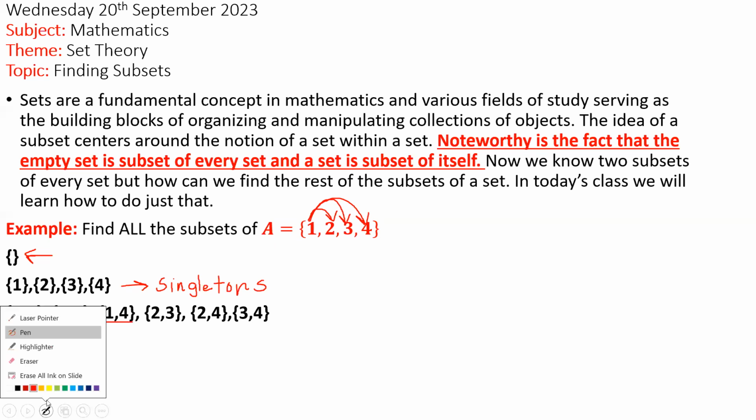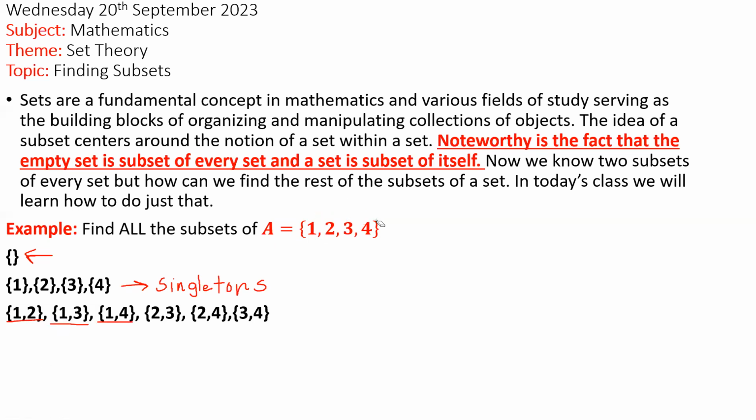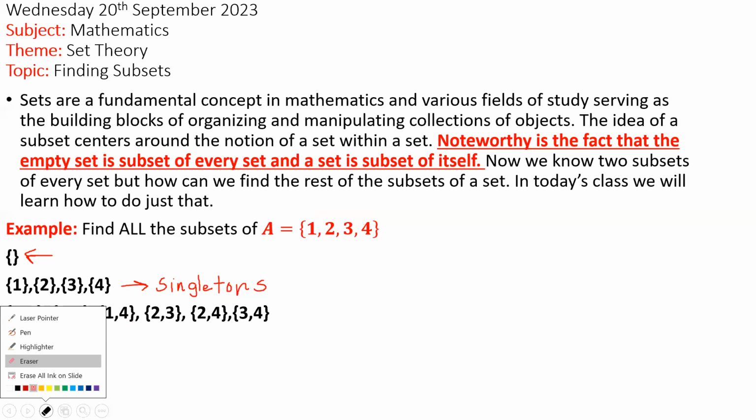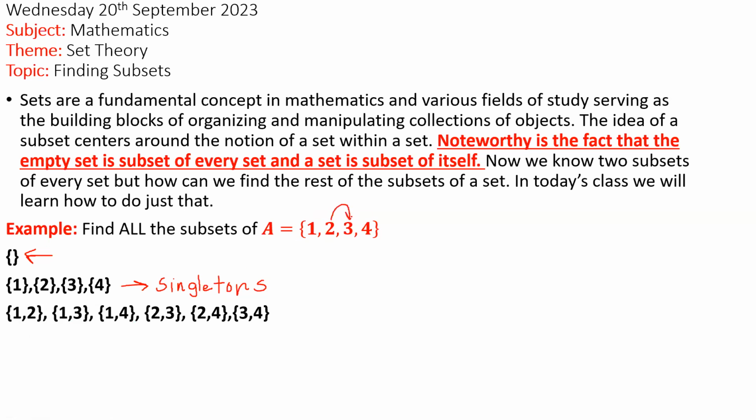Okay. Next we go to 2. So we already have everything with 1. Next we go to 2. We say 2 and 3. We can't do 2 and 1. We already did 1 and 2.